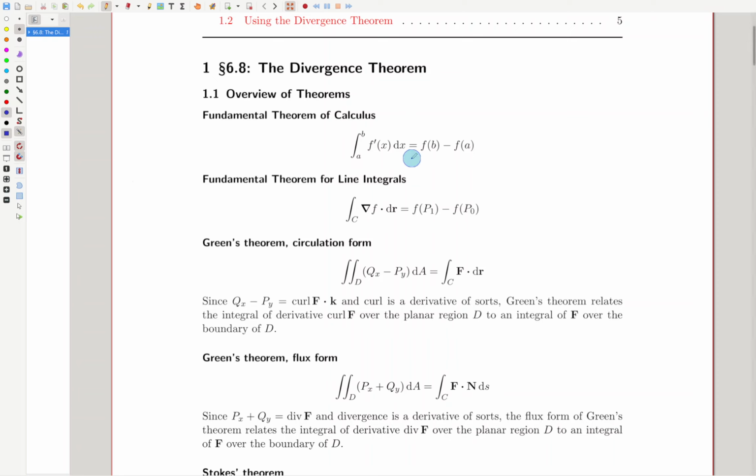Obviously, this is all the way back in Calc 1. This one, the fundamental theorem of line integrals, relates taking the integral over a gradient vector field, a gradient vector field like this. Since you have a gradient vector field, that means the vector field is conservative, which means you don't need to integrate along the curve. You can just evaluate at the endpoints of the curve.